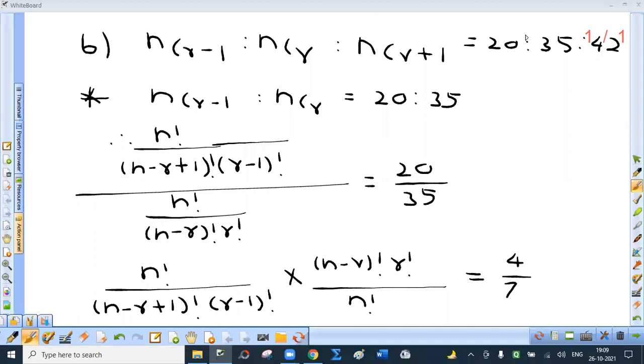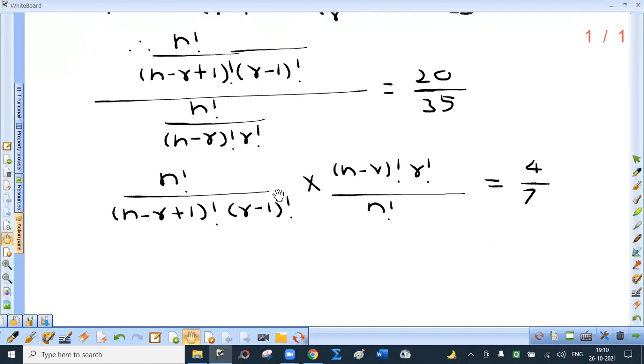B part. nC(r minus 1) is to nCr is to nC(r plus 1) is 20 is to 35 is to 42. We consider a ratio of 2 at a time. In the beginning, we say nC(r minus 1) is to nCr is 20 is to 35. Use the formula. nC(r minus 1) is n factorial upon n minus r plus 1 factorial into r minus 1 factorial, upon nCr, which is n factorial upon n minus r factorial into r factorial. A upon B upon C upon D is A upon B into D upon C. See, this is lengthy but not difficult.